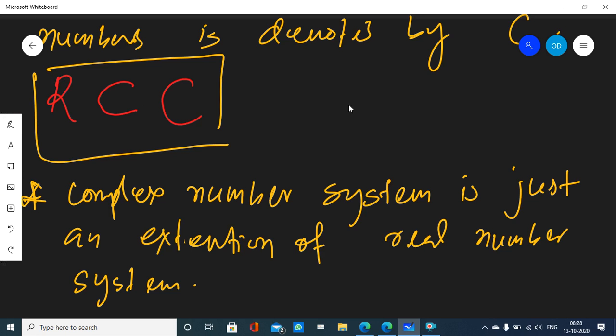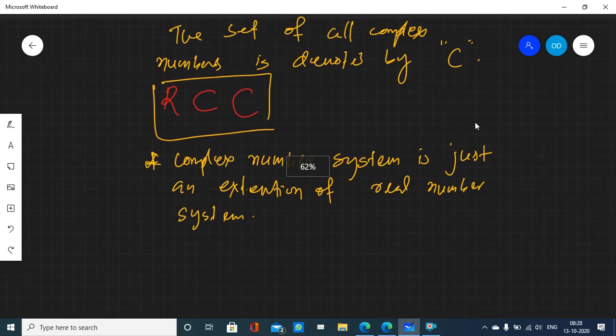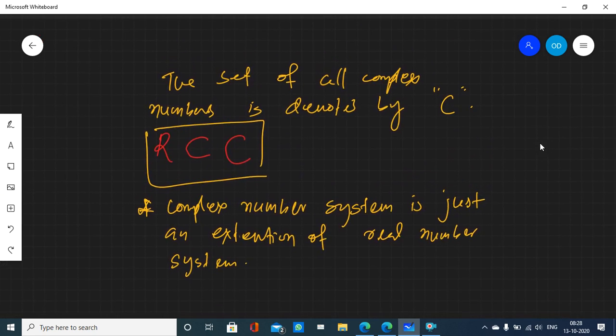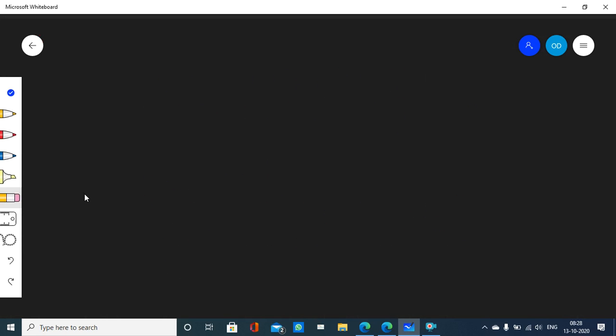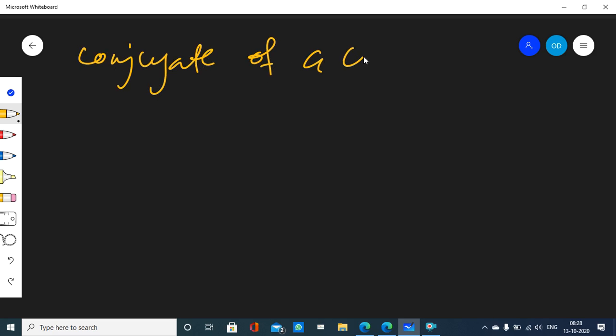Okay. So this much we have discussed. Take the screenshot. Take it. Done? Okay. Then let's come to conjugate and modulus of a complex number. Conjugate of a complex number.